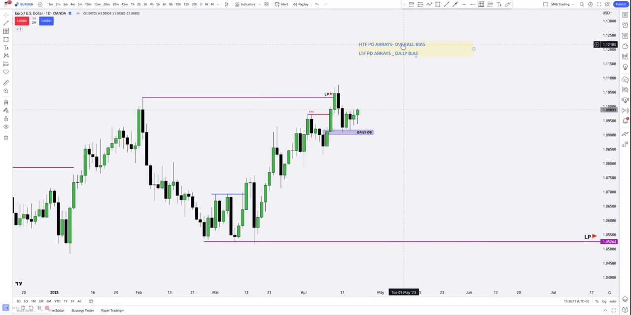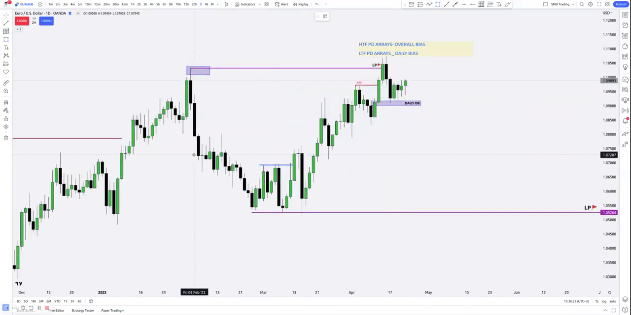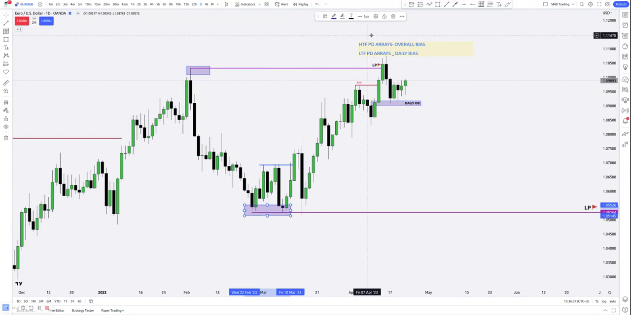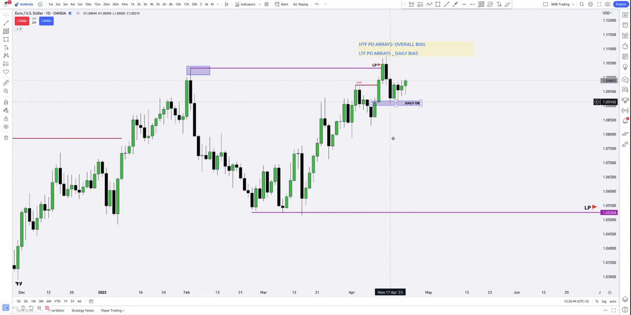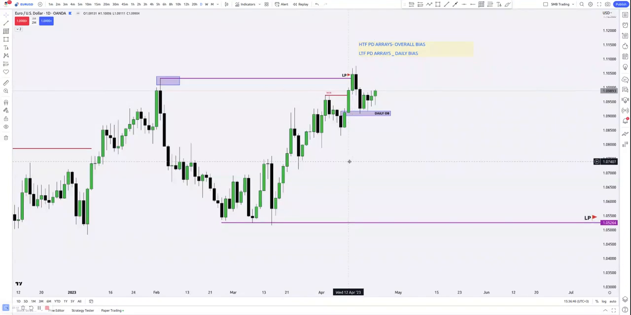For the overall bias, you look at the higher time frame PDRA. It could be a swing high that has to be taken. In this case, we have it here. And when price was coming down, we have a swing low. Here we created support and the price went through it right here. So price has taken buy side on the higher time frame.